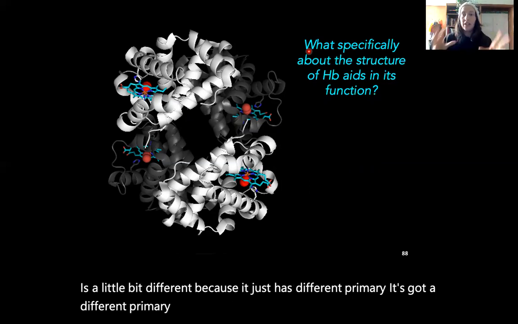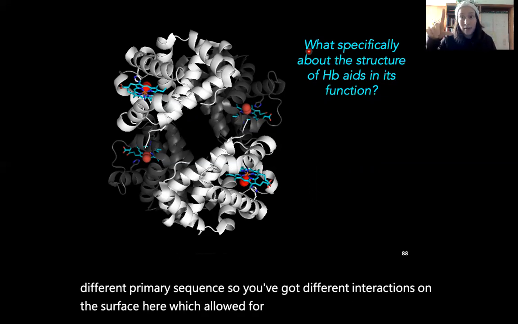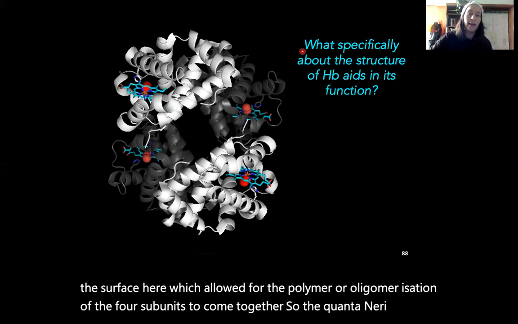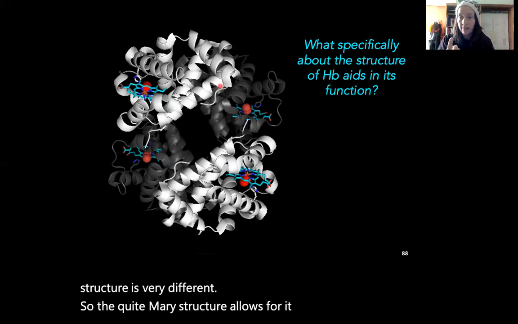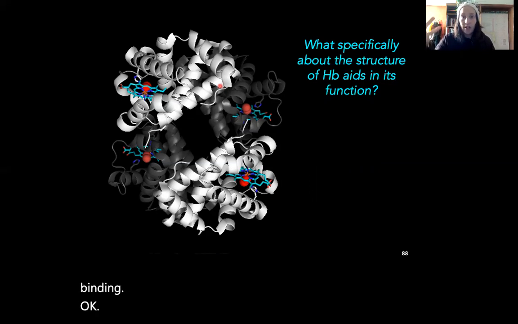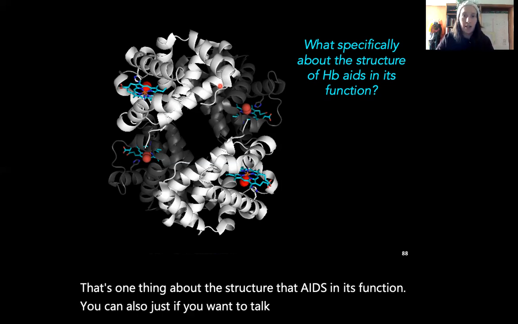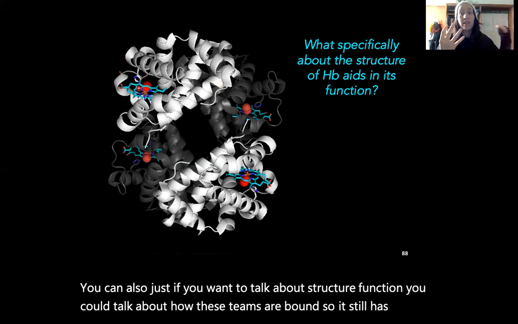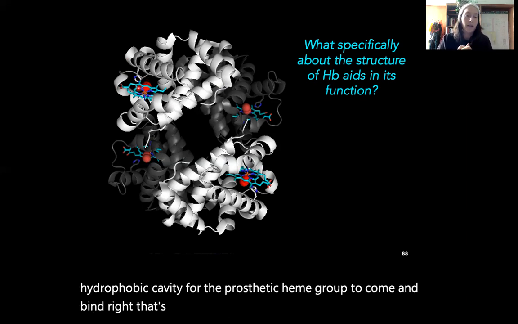So you've got different interactions on the surface here, which allowed for the oligomerization of the 4 subunits to come together. So the quaternary structure is very different. Okay. So the quaternary structure allows for it to have cooperative binding. Okay. That's one thing about the structure that aids in its function. You can also, if you want to talk about structure function, talk about how these hemes are bound. So it still has that hydrophobic cavity for the prosthetic heme group to come and bind, right? That's still a thing.